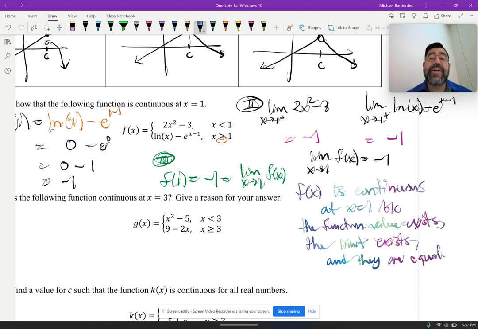And that's how we check for continuity. It's a 3-step process. Y value, check. Limit, check. Are they equal?